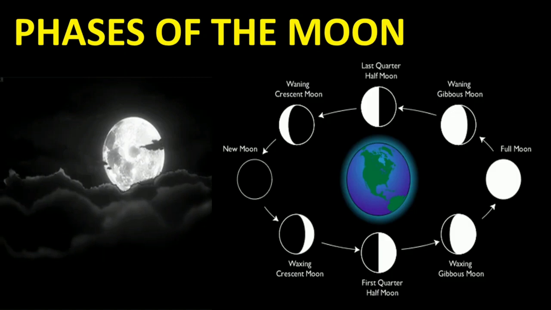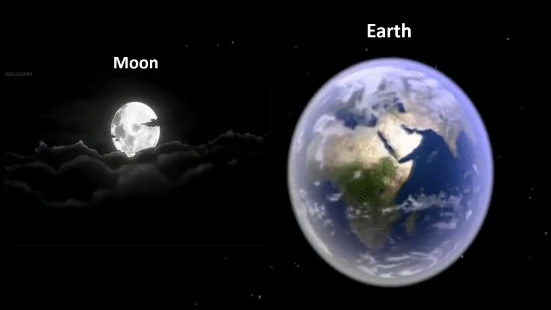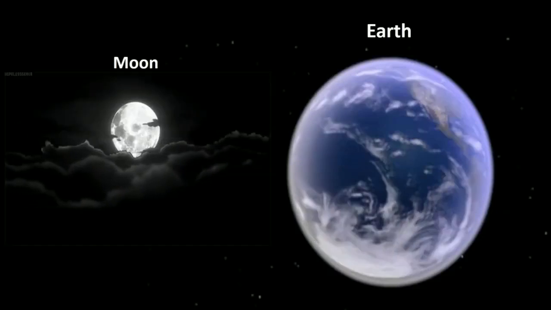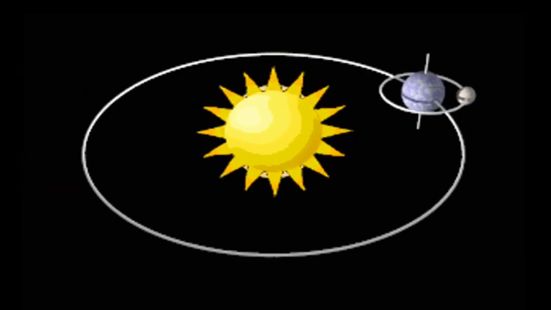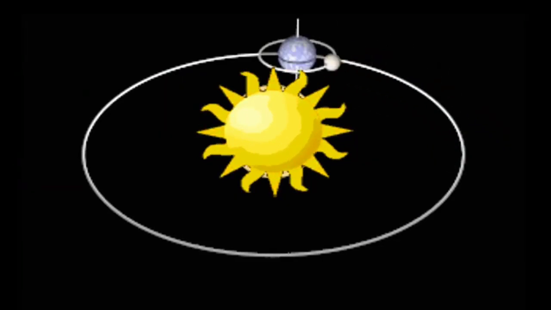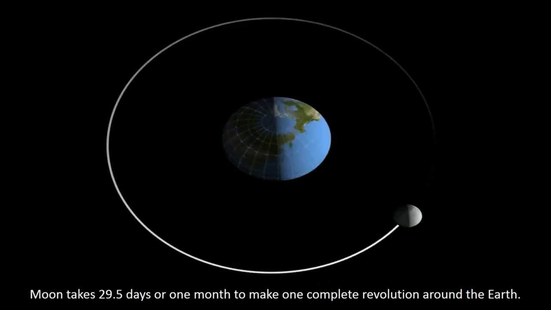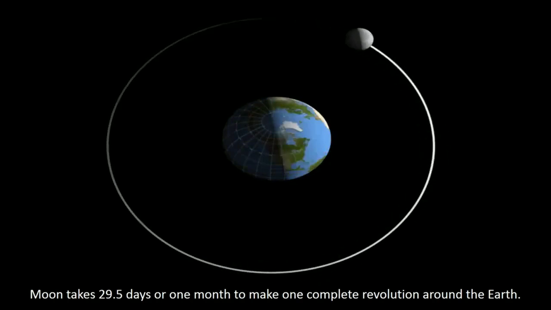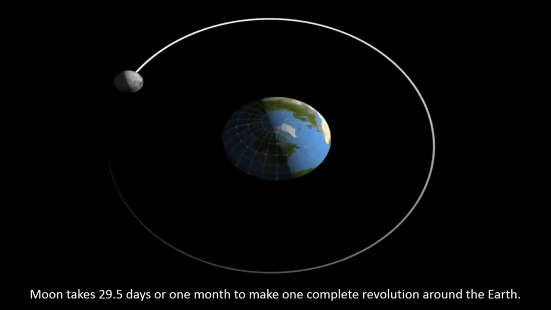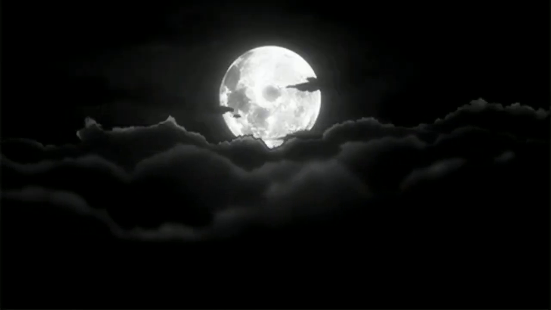Welcome to Make It Easy Education: Phases of the Moon. Earth has one and only natural satellite, called the Moon or Lunar. Like Earth revolves around the Sun, the Moon revolves around the Earth. The Moon takes 29.5 days to take one complete revolution around the Earth.